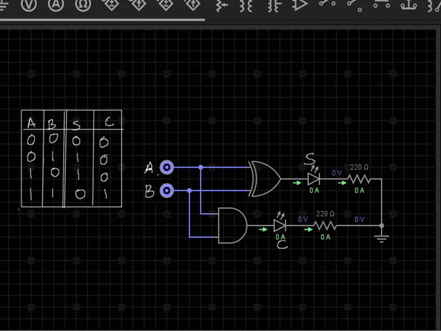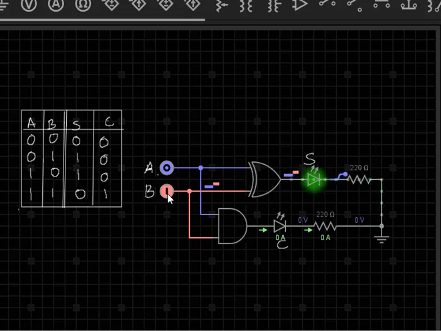Then here A is 0 and B is high. Then we change B to 1. Then S is 1 and C is 0. Then it is verified.